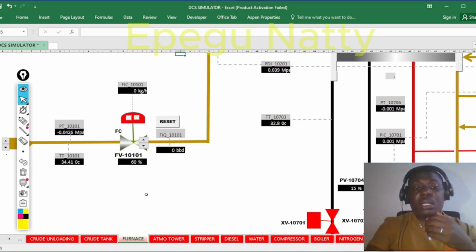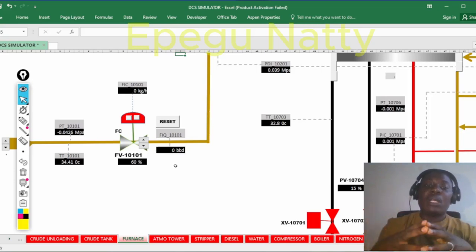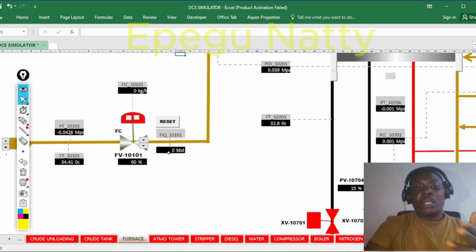And I talked about the FIQ too, and you see the FIQ actually calculates the accumulation of the flow on that line per day. So basically I've been able to touch all the areas that we are supposed to touch for this video, so I don't want to make the video too long.